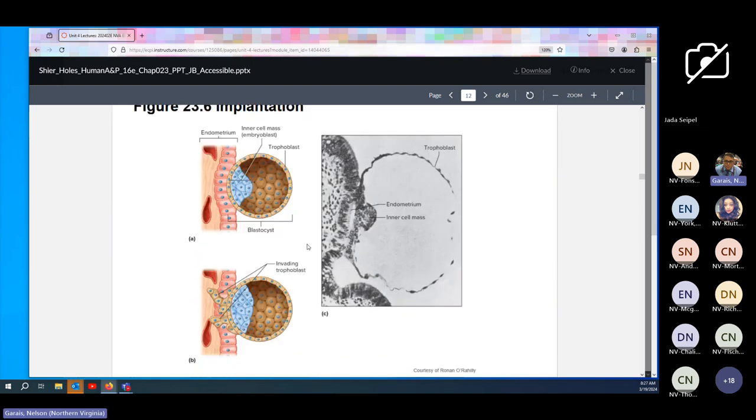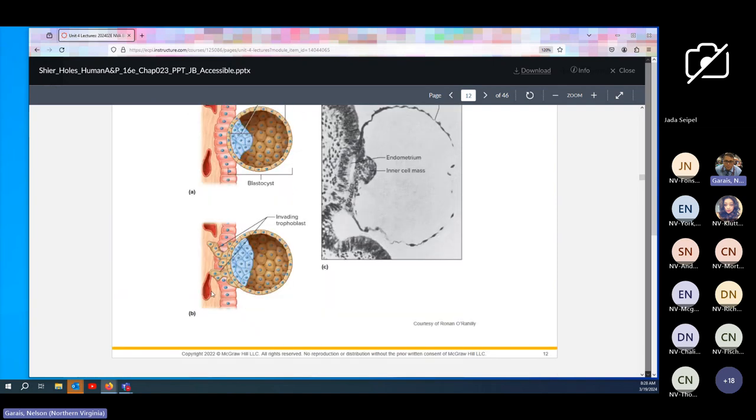Here's a better view of the trophoblast and how you can see it invades in with the little feet and little fingers. The little fingers are called microvilli and the little feet are called podocytes. And it's going to dig because it wants to get to these reservoirs here where there's arteries and veins. And that's what's going to perform gas exchange and waste management for the future fetus, which is here in blue.